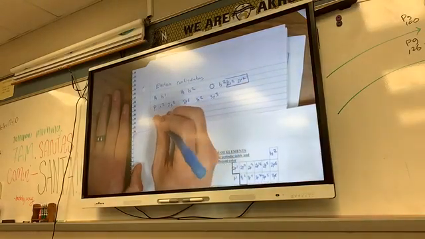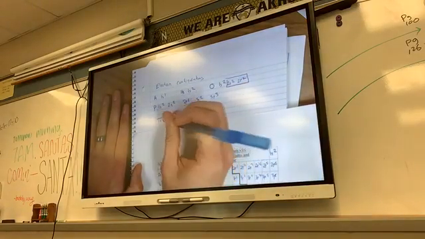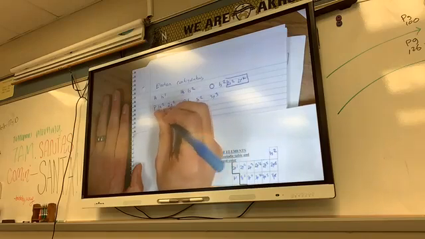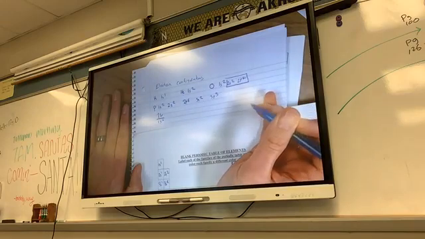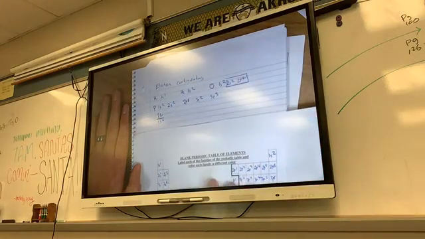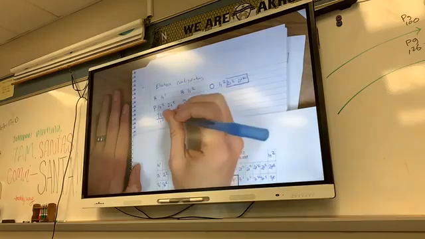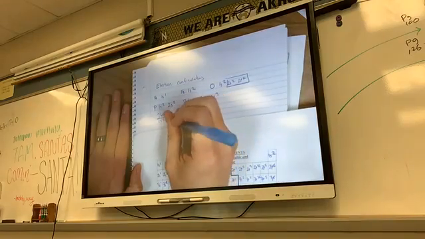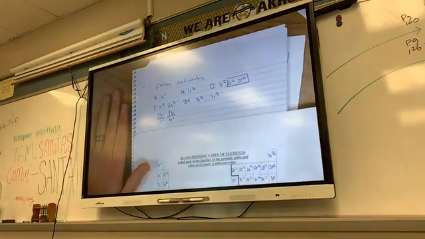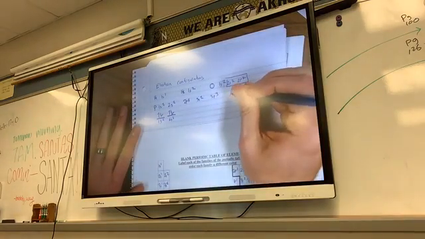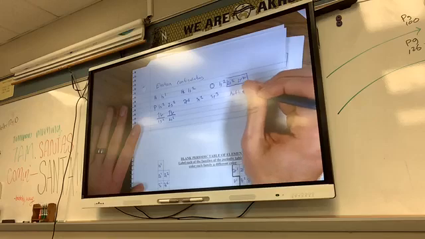So for 1s2, I would have one up, one down. For 2s2, I would have one up, one down. Do you guys remember the orbital diagrams? These are called orbital diagrams.